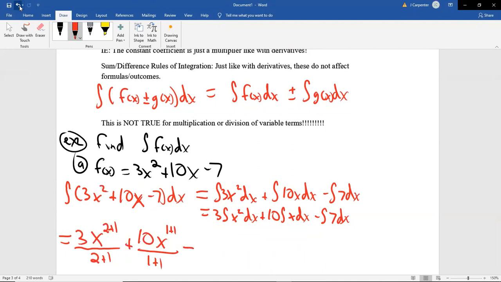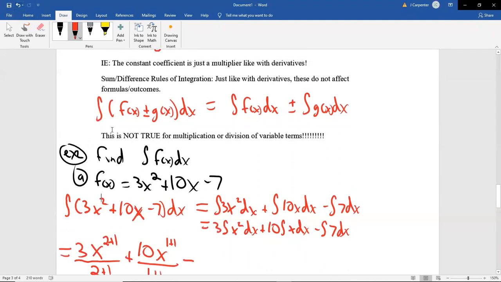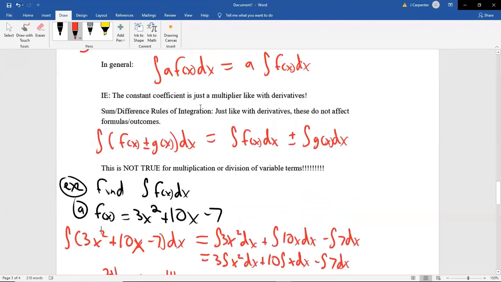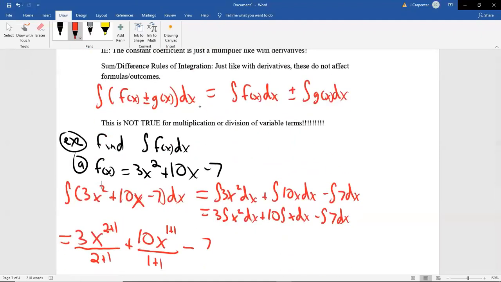Minus. Now this is just a constant. There's no x's. We said up here that the integral of a constant was just the constant times the variable. So minus 7x. And if you stop here, you're wrong, because we need the constant of integration. That's what this C is called, the constant of integration, or integration constant.